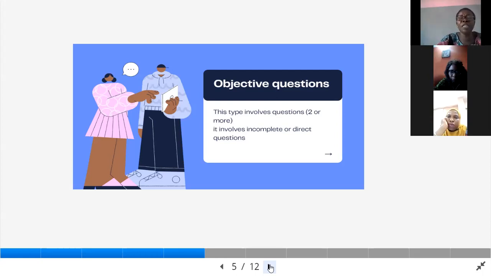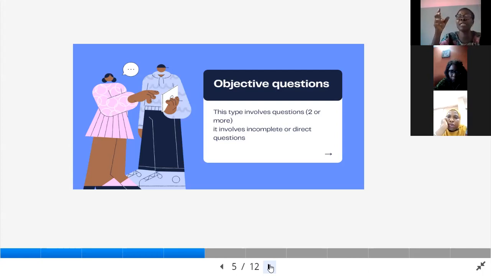And then another form of the objective is that it involves complete or direct questions. Okay, like the question I just posed. What is the acronym for National Open University of Nigeria? It means that N stands for National, O stands for Open, and U stands for University, N stands for Nigeria. That is the acronym.